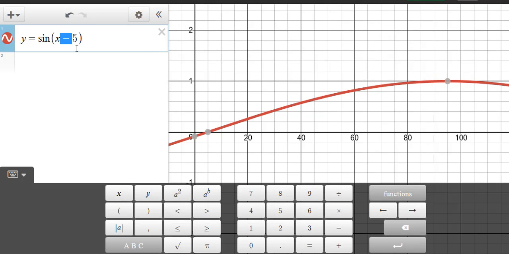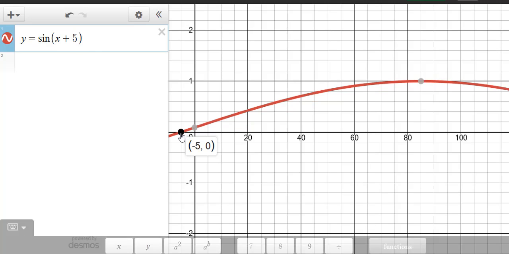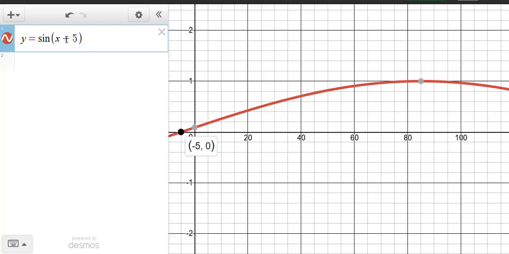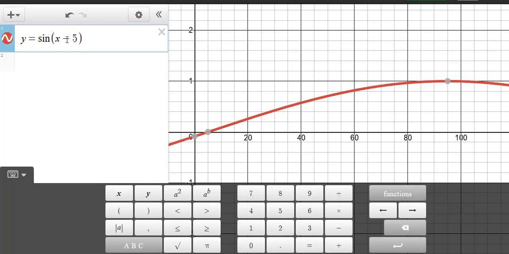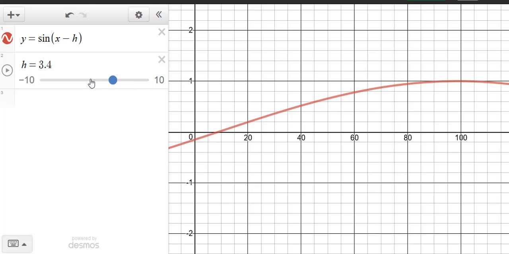If I put a plus sign here, it does the opposite of what you think, because the brackets lie to us, and it shifts 5 to the left. What I'm going to do is put a letter here, the letter H, and put a slider, and just show you this parabola sliding left and right. You see that?